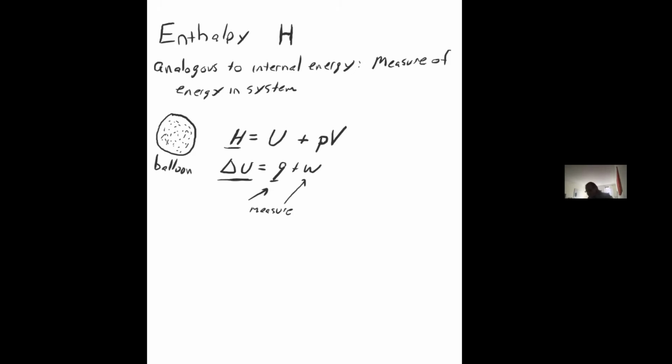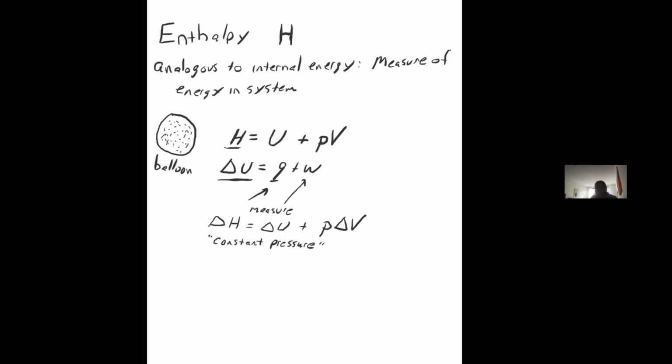So I'm going to write this. Delta H is delta U plus P delta V if we're at constant pressure. So one of the requirements to deal with enthalpy is that we're at constant pressure, which we talked about a little bit earlier, that at constant pressure, that's often what we're looking at. We're often looking at reactions that are at constant pressure.